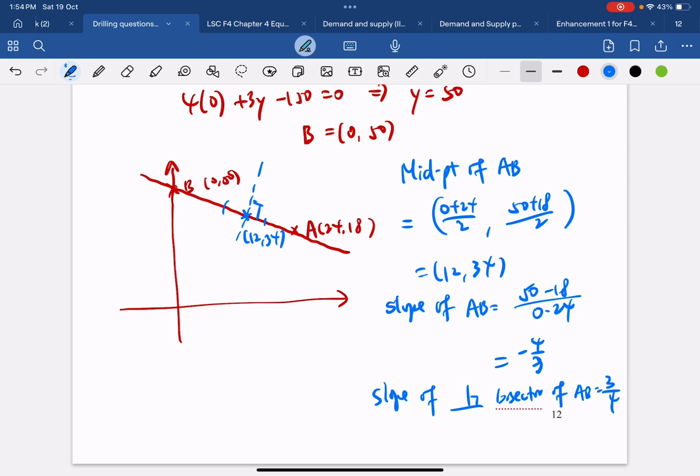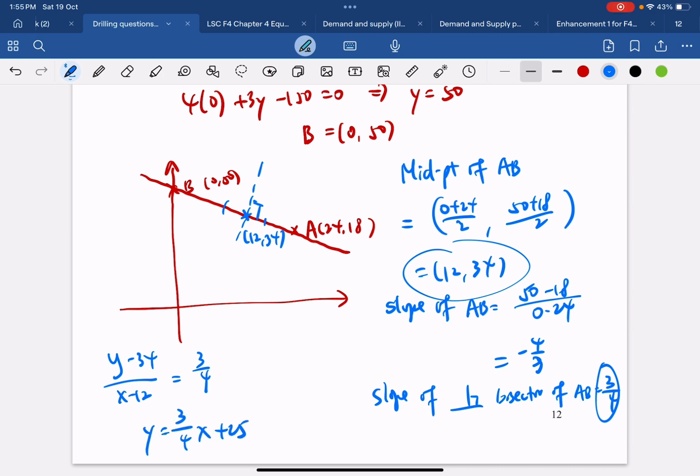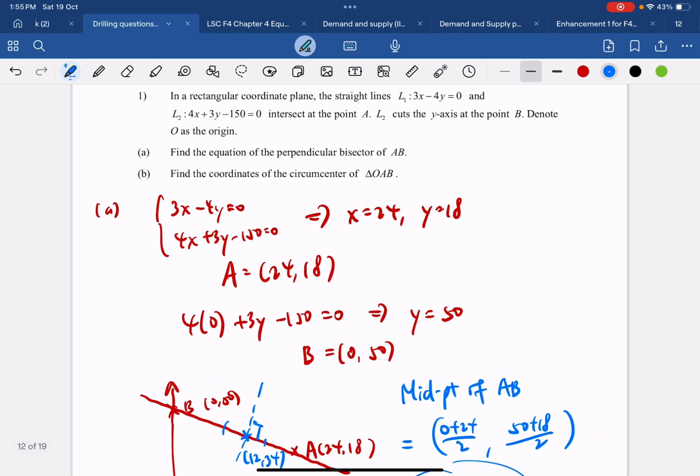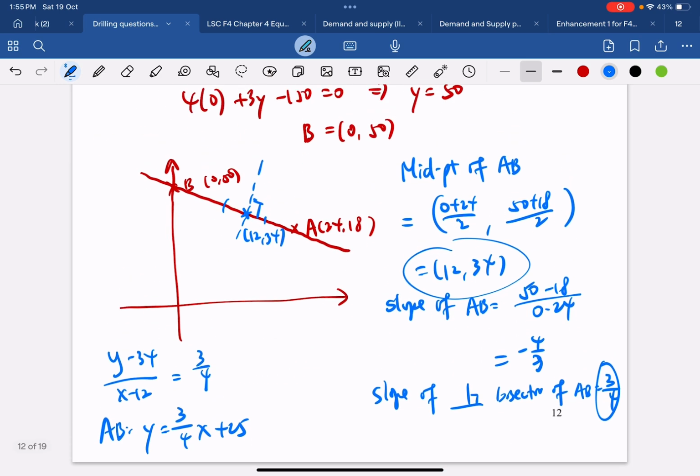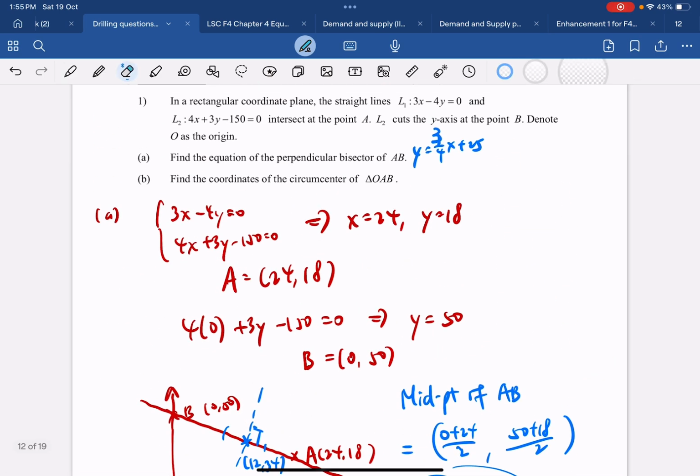So now we got the point and the slope, so just use point slope form. y minus 34 over x minus 12 is 3 over 4. So you continue with your computation, and then you will get the equation is y equals 3 over 4x plus 25. Okay? So that's the answer for part A. Okay, so let me delete it first.